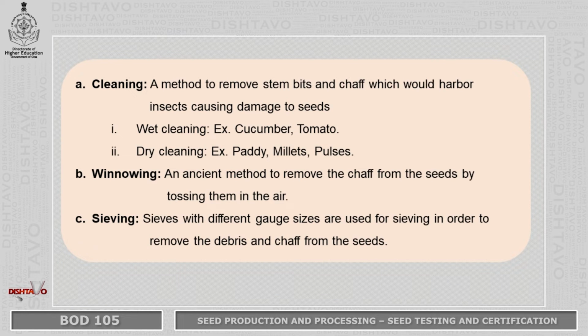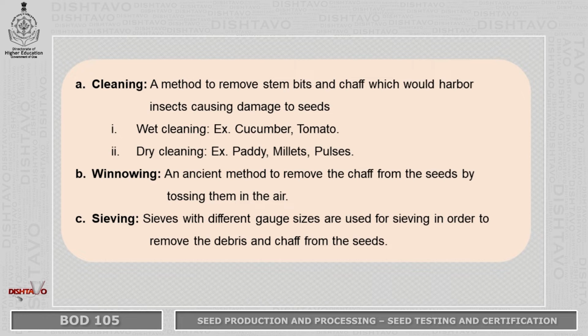First is cleaning. This method is to remove the stem bits and shaft which would harbor insects causing damage to the seeds. Now cleaning can be done in two ways. First is wet cleaning. This is done in case of crops like cucumber and tomato, because here the seeds are enclosed in a fleshy material. If that flesh is not cleared, the damage to the seeds by insects can increase.